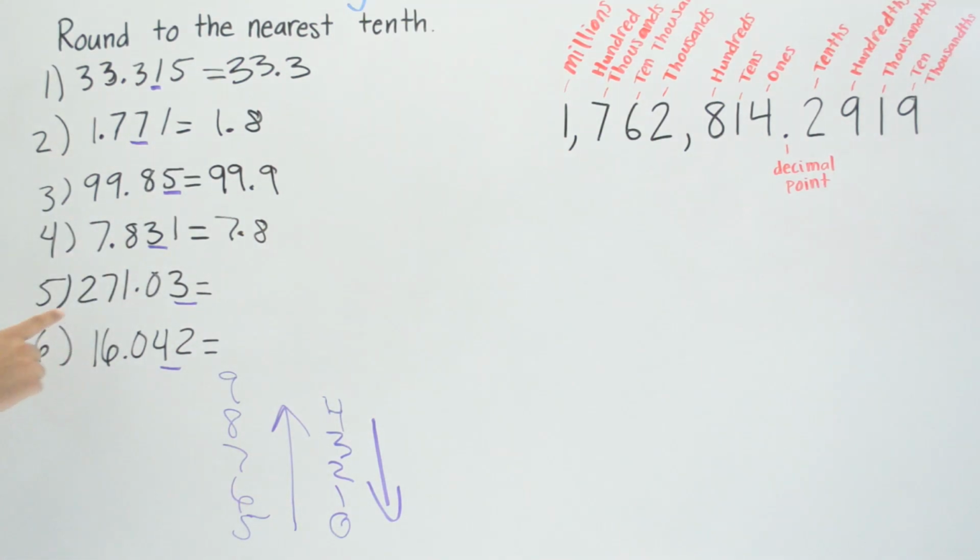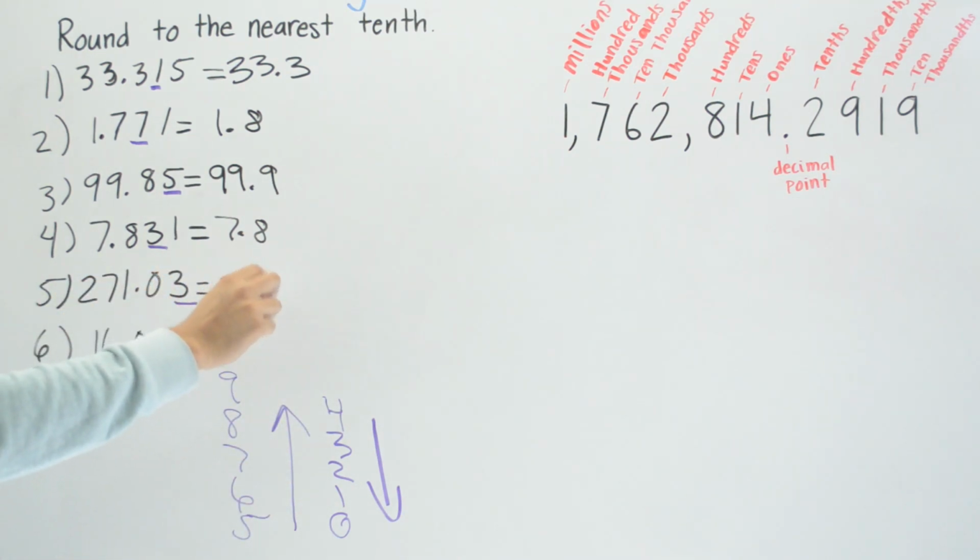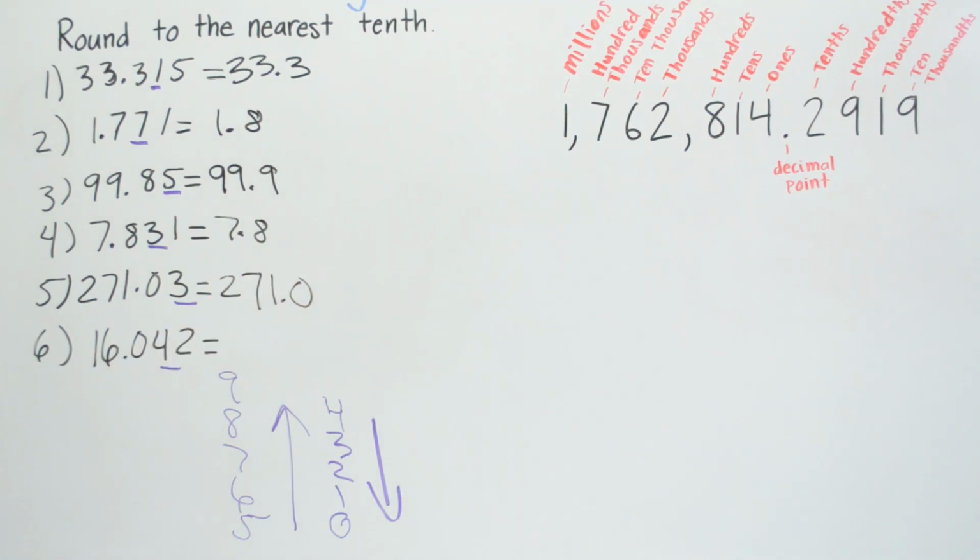On number 5, we have 271.03. We're going to look at the 3, and we know the 3 is rounding down. So our answer is going to be 271.0, or you can just leave it as 271. On number 6, we have 16.042. We're going to look at the 4, and we know that the 4, we are rounding down. So we're going to leave it as 16. You can leave it as 16, or you can write 16.0.